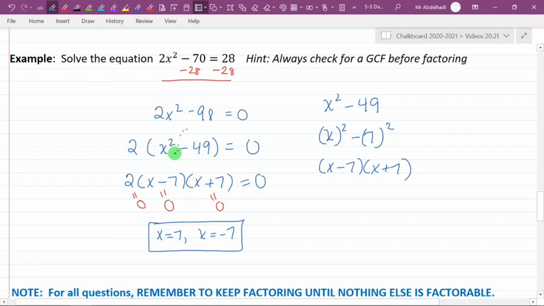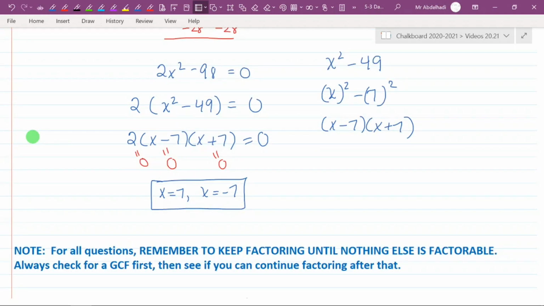So before you could see the difference of squares, which is super easy to do. Once you know it's a difference of squares, it's really easy. But before you can see it, you had to pull out the GCF so it becomes visible. Okay, and that one's done, and we are done. Just remember that you keep factoring until you cannot factor anymore, and then you do your solving, okay? And always check for a GCF first. See you at the next video.